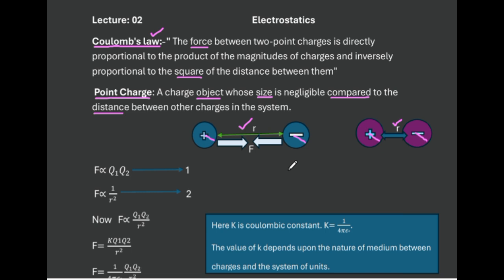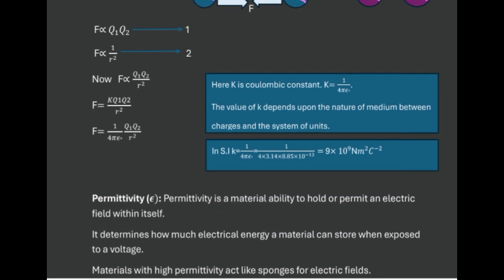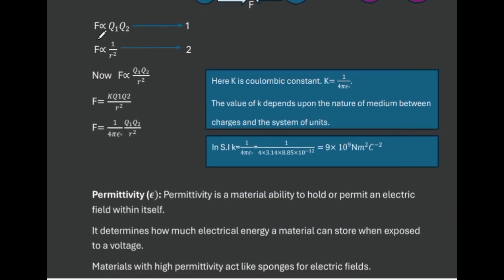Point charges are very small as compared to the distance between them. The distance between the charges is large. Now let's come to the mathematical proof of Coulomb's law. Electric force is directly proportional to the product of the magnitude of charges, and electric force is inversely proportional to r square. Now let's combine these two points.